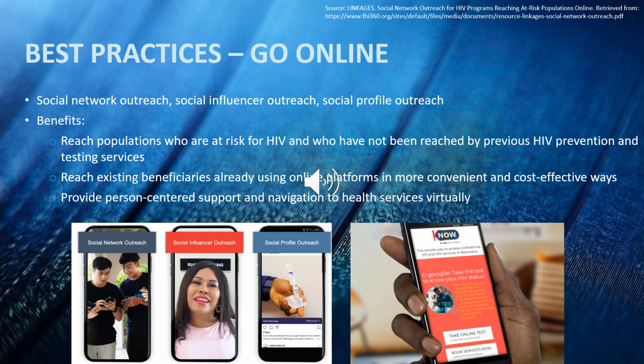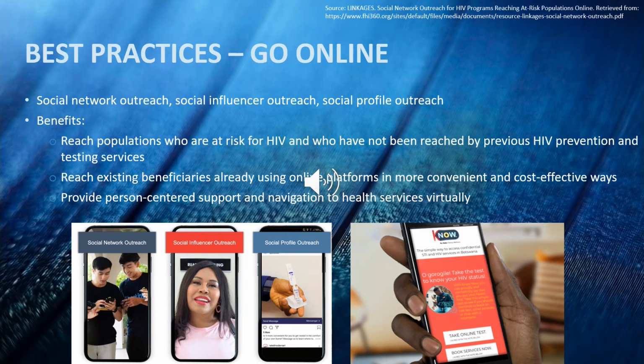Implementers of social network outreach should mind the terms of use for online platforms, engage people with respect, and avoid being intrusive. The benefits of using online outreach include you can reach populations who are at risk for HIV and who have not been reached by previous HIV prevention and testing services and contribute to higher HIV case finding.